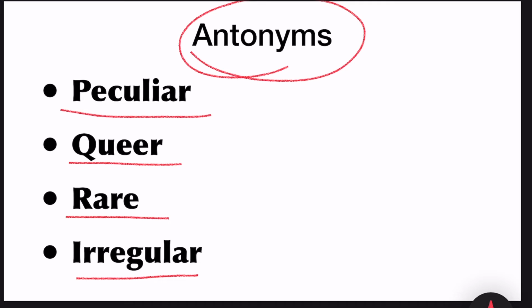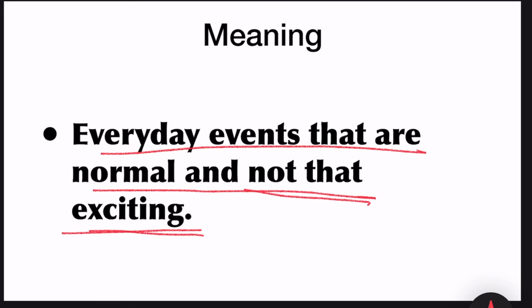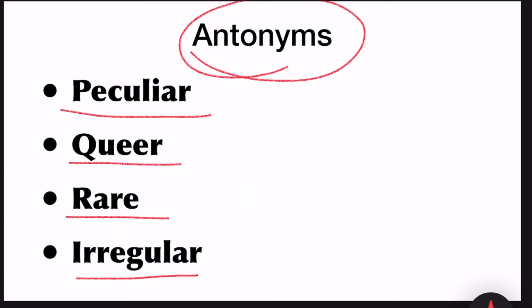So, quotidian events means everyday events, usual events, unremarkable events, ordinary events. Hope you have understood the meaning of the word quotidian. Quotidian events are everyday events that are normal and not that exciting. Now, let us use the word in a sentence.